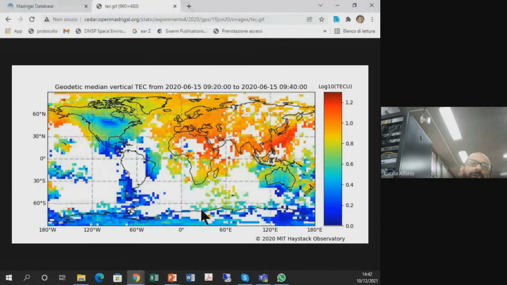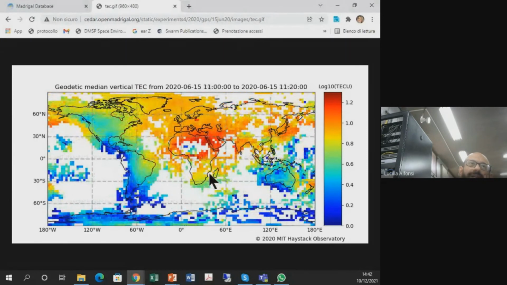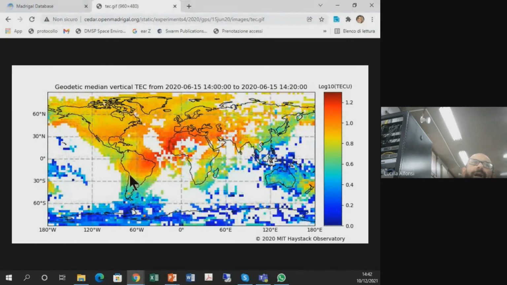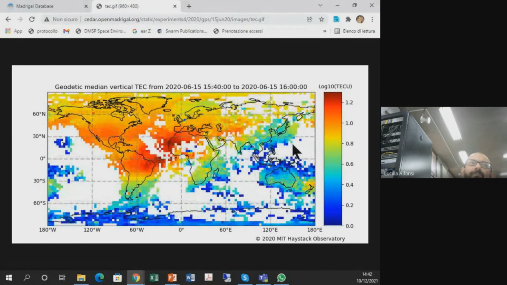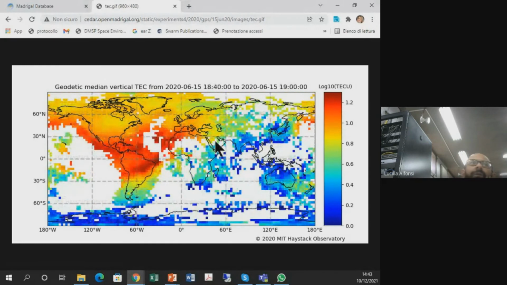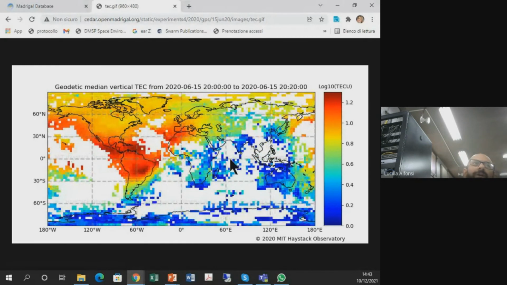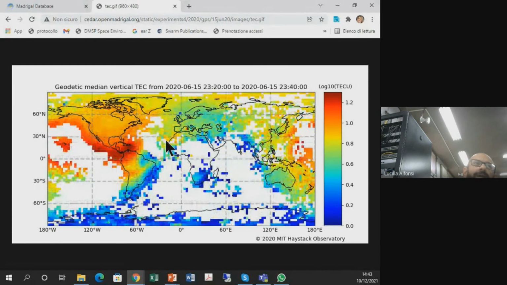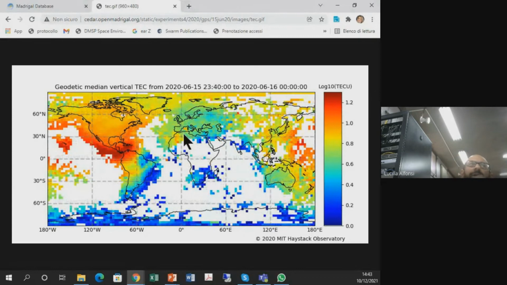So from here, a lot of information can be retrieved about the evolution of the crest of the Equatorial Anomaly, about the auroral boundaries, about the large-scale TID, and so on and so forth. So here, for example, you can see the evolution of the Equatorial Anomaly moving, apparently moving westward during the day. And this is Madrigal, from which you can retrieve a huge amount of data.